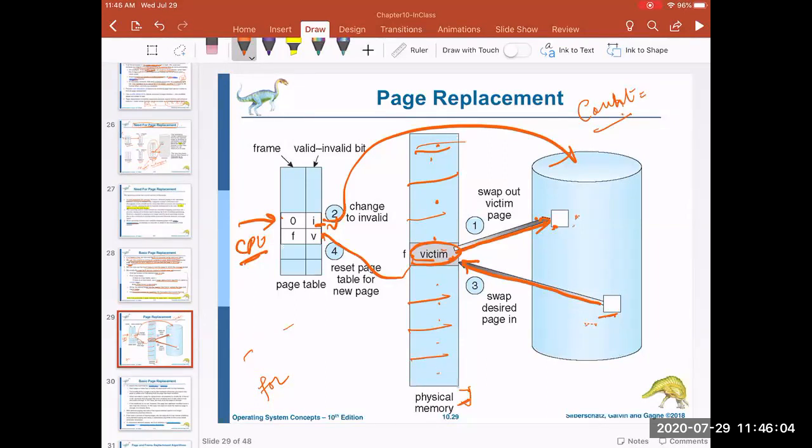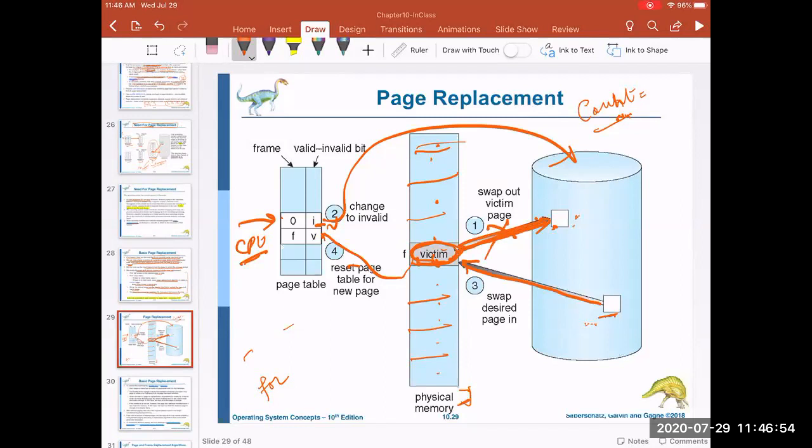Do you agree? Is everyone on the same page with what I said? If there is no modification to count, nothing has been modified in this frame, because the actual modification is done in the main memory, as the CPU writes to the main memory. If this victim page is not modified, then this victim page and the page residing on the secondary memory would be the same. In that case, we need not perform this swap out process. We can just copy from here to here.